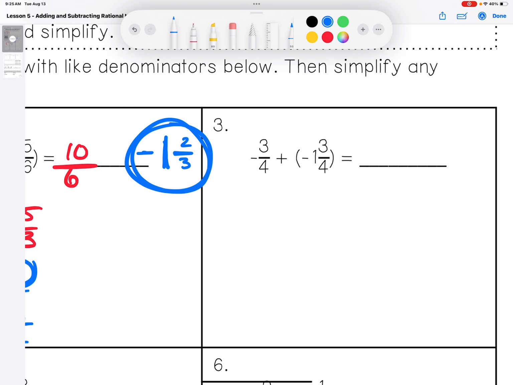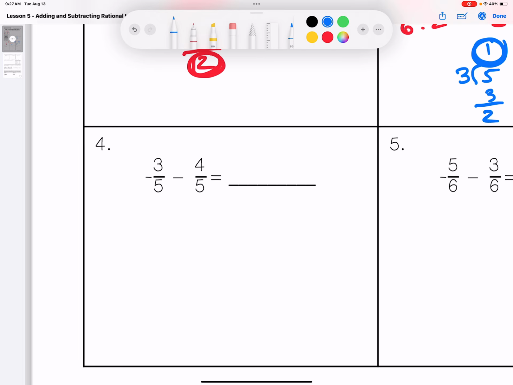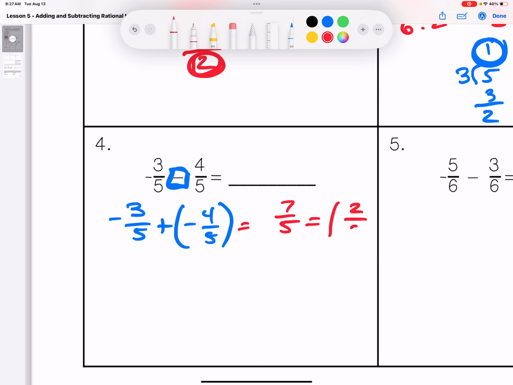Number 4. Hey, this time it's a little different, okay? Because we're subtracting. So we need to rewrite the problem to make it an addition problem. So leave the first number alone, add, and then the last one becomes the opposite, so it becomes negative 4/5. All right? Now we can just add across, and it becomes 7/5, which the mixed number becomes 1 and 2/5.